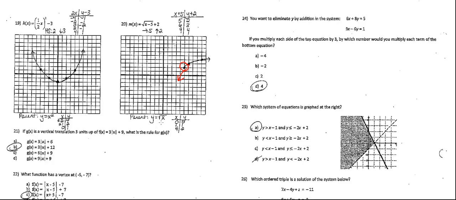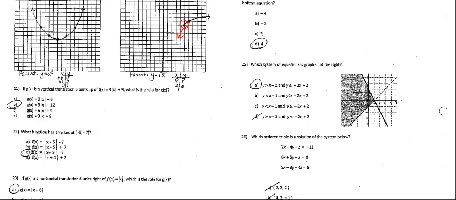Number 21, vertical translation 3 up, you're just adding 3 to the outside, so just add 3 here, and that's where you get the 12 from. What's the vertex here? Well, remember, think about it. This was just shifted to the left 5 and down 7. So which one shifted left 5, down 7? This one right here. This is another problem where you could plug in -5, -7 and see which one actually came out, or plug in -5 and see which one would come out -7 for the y of the vertex. That's another way you can use your strategies here.